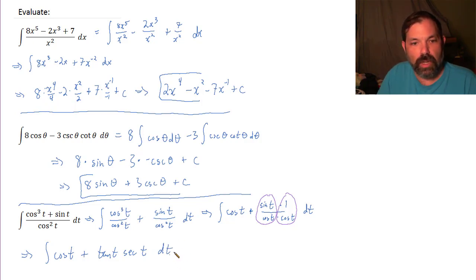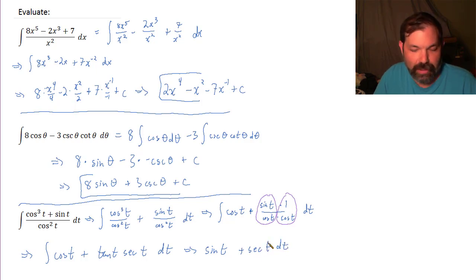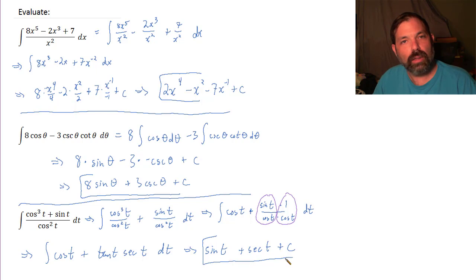And so then this becomes, well, the antiderivative of cosine t is sine t, and the antiderivative of tangent t secant t, well, we saw that in the previous video. I just wrote the secant factor first, and so then this is sine t plus secant t. Oh, not dt, sorry, plus a constant. Okay, so a little bit of algebraic manipulation, and then we had to remember a couple of trig identities.